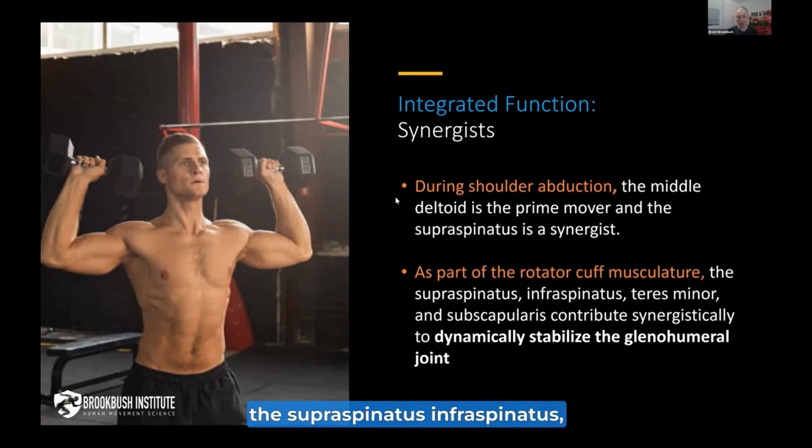As part of the rotator cuff, the supraspinatus, infraspinatus, teres minor, and subscapularis contribute synergistically to dynamically stabilize the glenohumeral joint. For those of you who've done a little bit more study of anatomy, you might know that calling the shoulder a ball and socket joint is a little generous. It's more like a dish and a huge humeral head, and then the rotator cuff muscles come in there to hold those two things together.